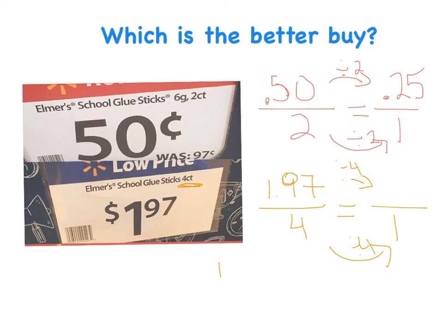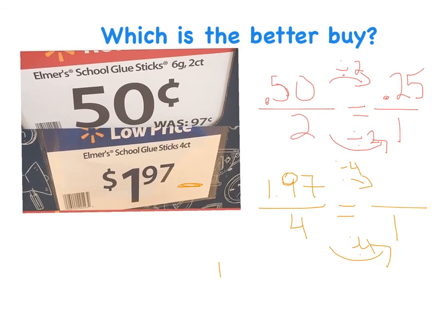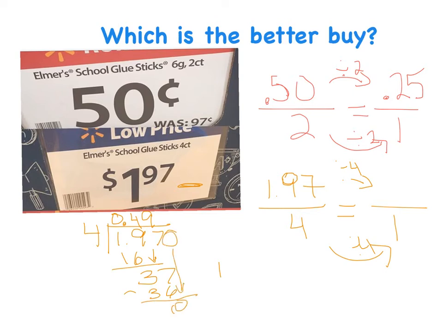So I am going to give us some space. I'm going to move this up a little. If we're going to divide this, we would put the $1.97 on the inside, the 4 on the outside. 4 cannot go into 1, so put a 0 with your decimal. 4 goes into 19 4 times. Subtract, 3, 7. 4 goes into 37 9 times. 36. Have 1. Add a 0. Bring it down. 4 goes into 10 twice.